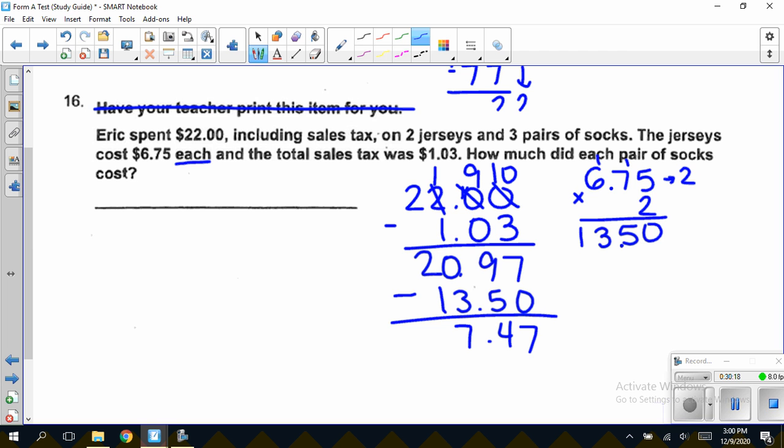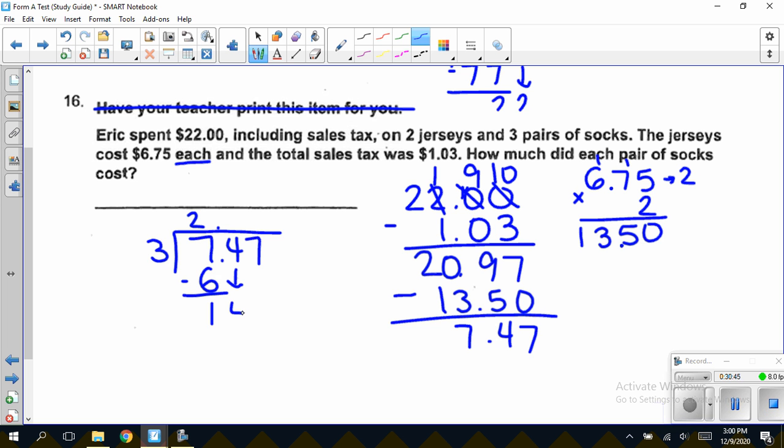So for the 3 pairs of socks, he paid $7.47. To find the cost of 1 pair of socks, I'm going to take the $7.47 and divide it by the number of socks he bought, which was 3. Bring my decimal straight up. 3 goes into 7 2 times. 3 times 2 is 6. Subtract, that leaves me with 1.